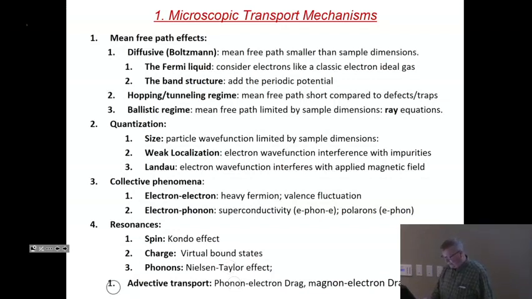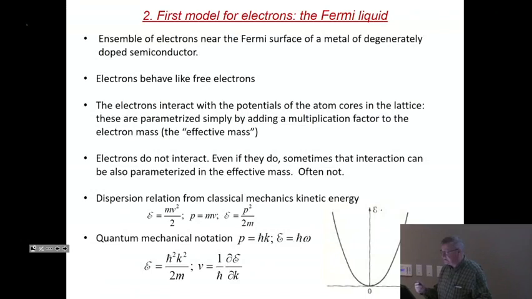And so then we have the fifth, this should have been 5, advective transport. This we talked about before. This is the drag where the force is exerted on one particle, phonon for example, and then gets transmitted to another particle like the electron. All right, so let's go over these systematically.